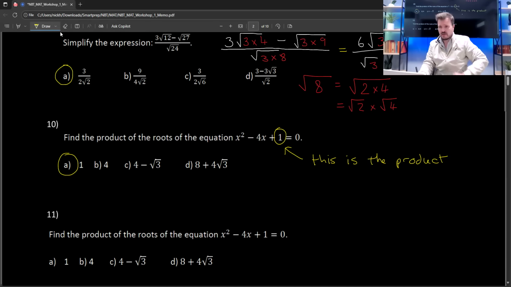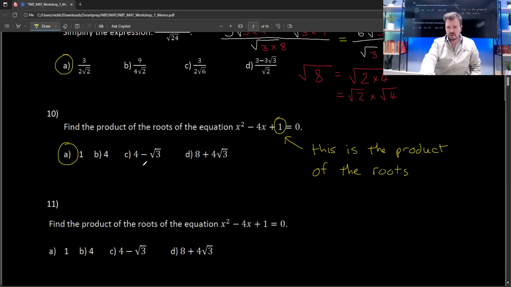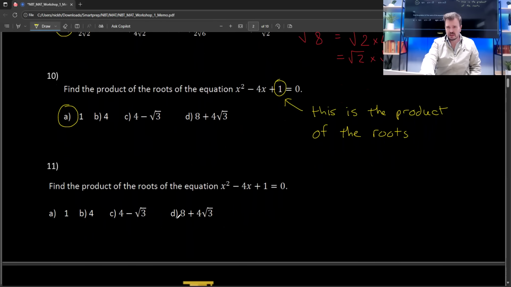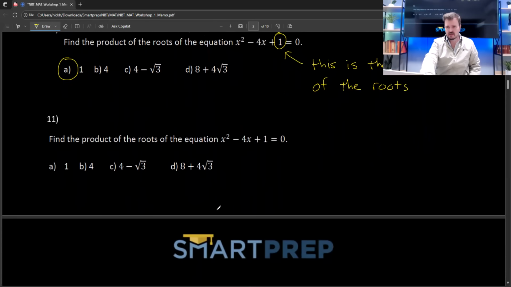This is the product of the roots. Okay, so nice and quick. This looks like a repeated question, same as before. So that'll just be 1.